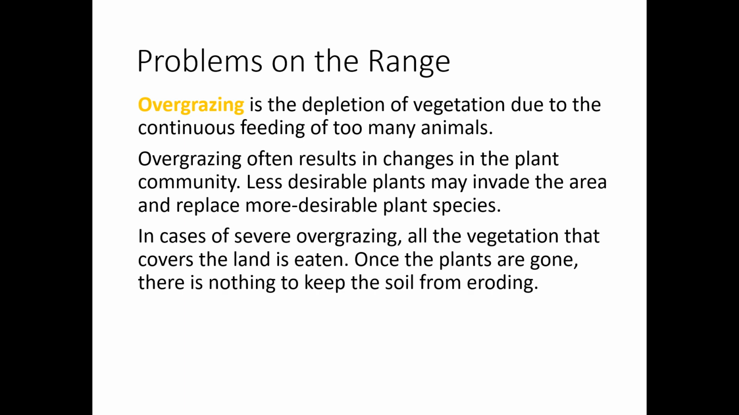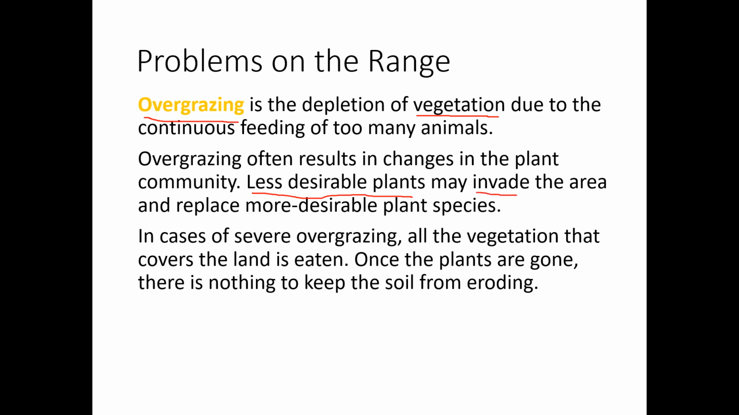So the major problem on the range is going to be overgrazing. So I showed you that picture of a rangeland where you had the horse eating the grass. And what can happen is if you deplete the vegetation, if the cattle or whatever eats the grass quicker than it can grow back, then you're going to have overgrazing. And what can happen with overgrazing is if you remove the native plant species, the plant species that normally grow there, you can have less desirable plants that come in and invade the area.